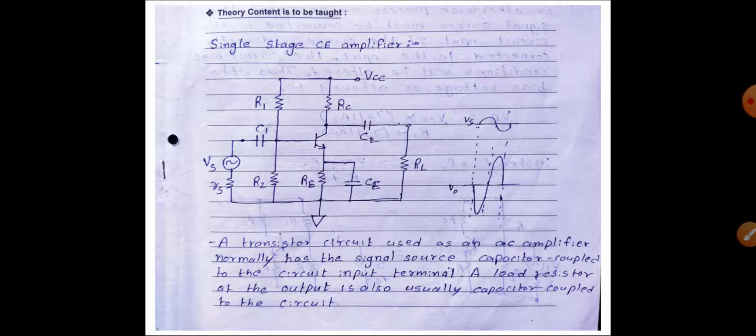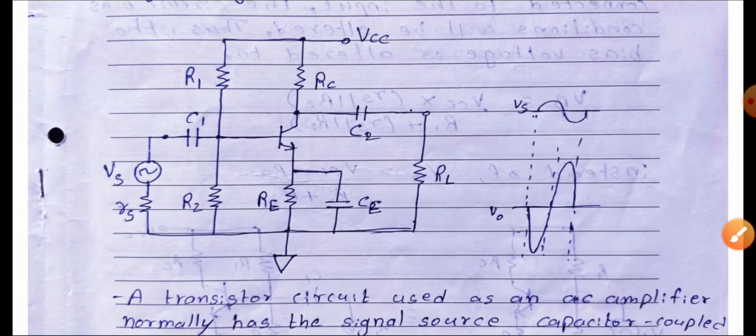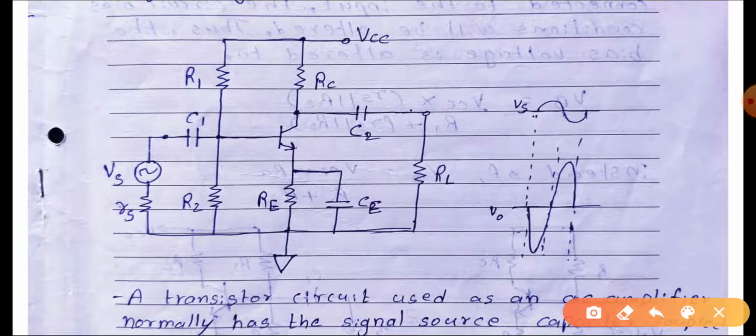In this video, we are only concerned about beta, that is the current gain of common emitter configuration. We'll see it in the following lecture. So this is the circuit diagram of the common emitter amplifier. You can see there is an NPN transistor.